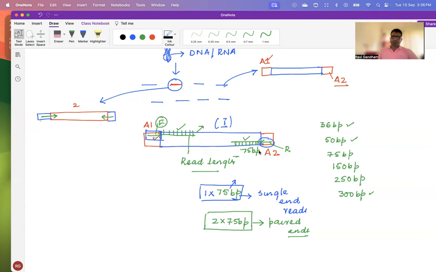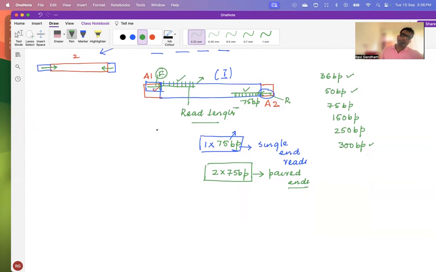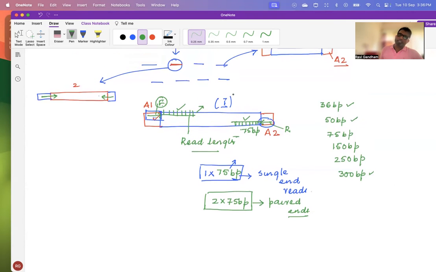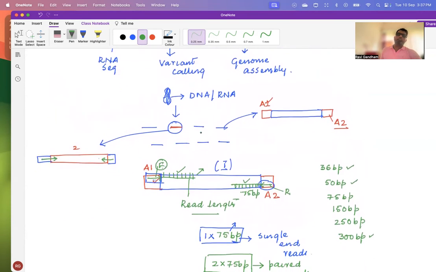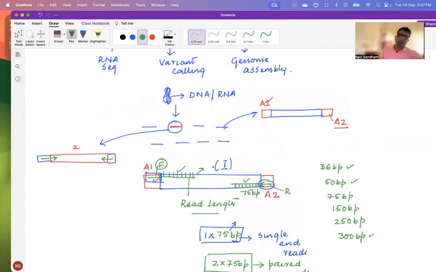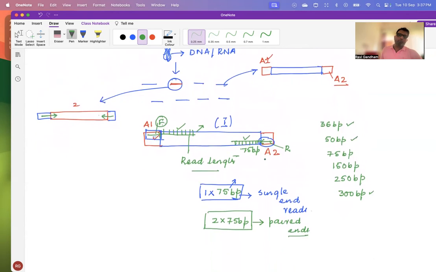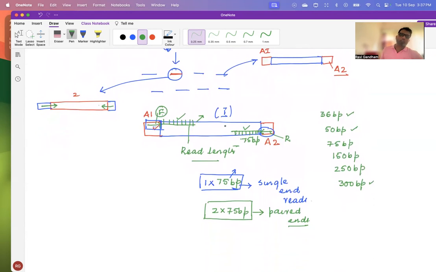Now, what is happening here? Since you generate reads from millions of fragments, there are a lot of sequencing reads that are generated across the entire genome that you have, and therefore you will be having a lot of data that is generated. And that is the reason why this is called high throughput sequencing.